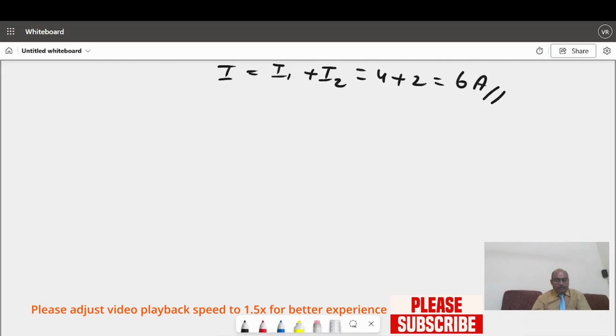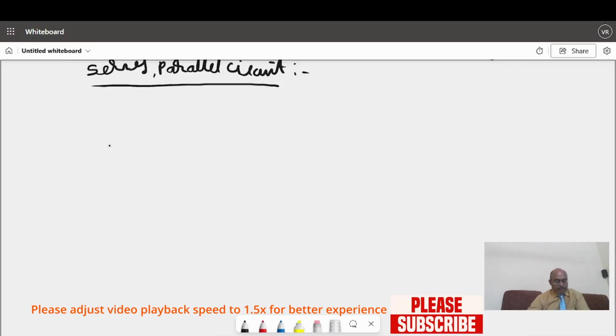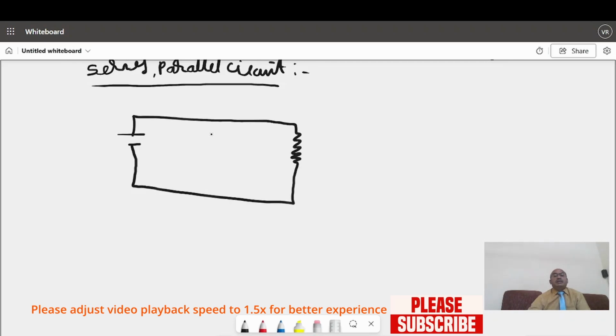One more problem for you. This is called the series parallel circuit combination. As usual, this is the voltage connected to a resistance, and another resistance is connected as shown in the figure like this. This is the circuit. The voltage is equal to 12 volts. This is 4, this is 2, 3. This is some 6 ohms, like that. Some values, this is only for our calculation.